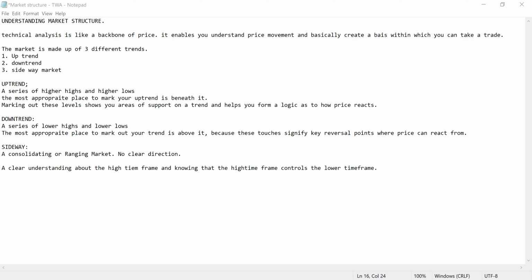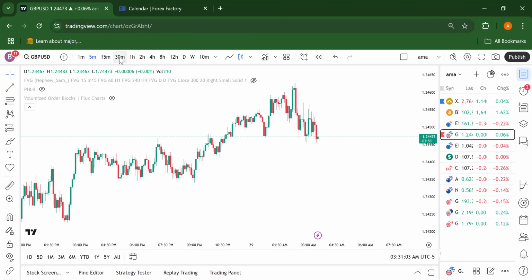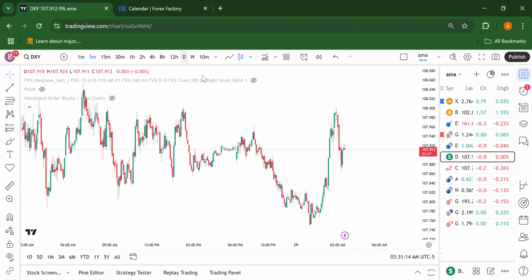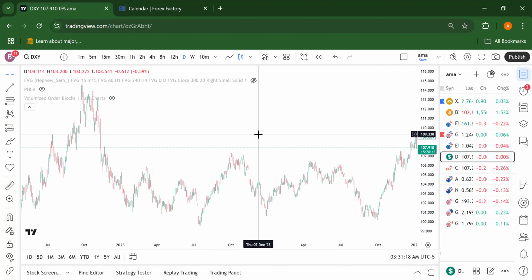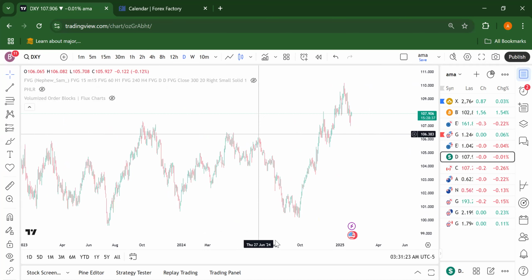All right, so having said this, understanding market structure, let's now look at it on the charts to have a clear understanding of what it truly means, and how we can learn with it. Okay, so let's look at this. This is DXY, the dollar index. So we're looking at the three types of market that we have.